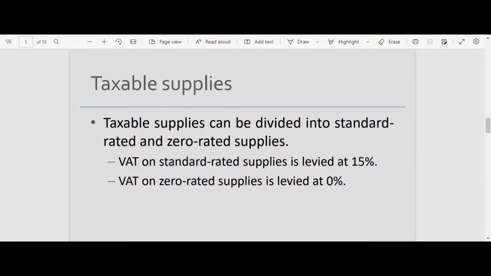Thank you all. So on an exempt supply, you are not allowed to claim your input tax back. So that is another major difference between the two. Okay, ladies and gentlemen, I think that should be pretty clear now.